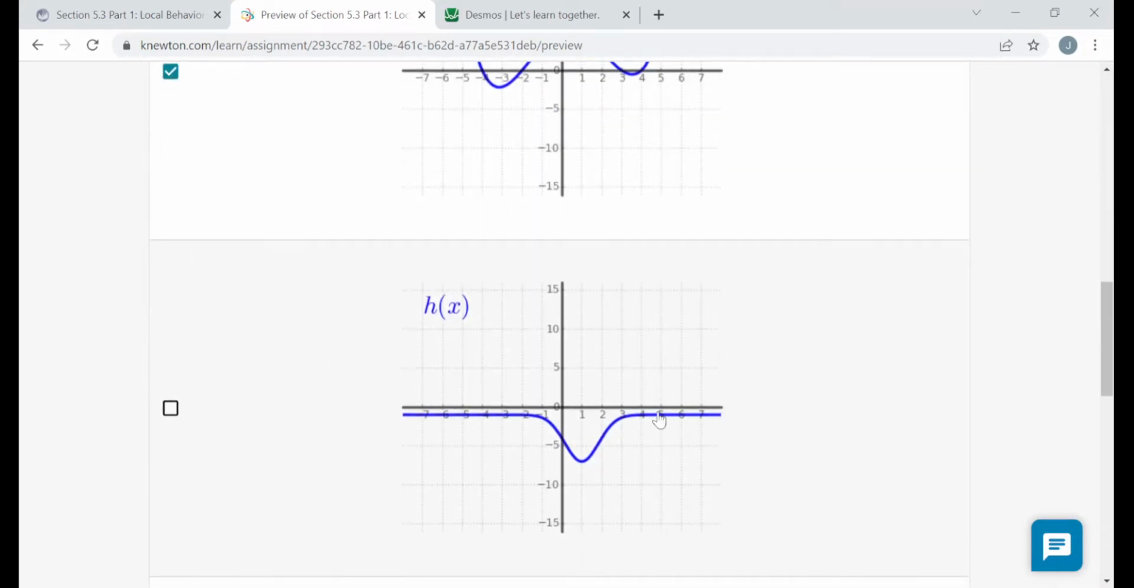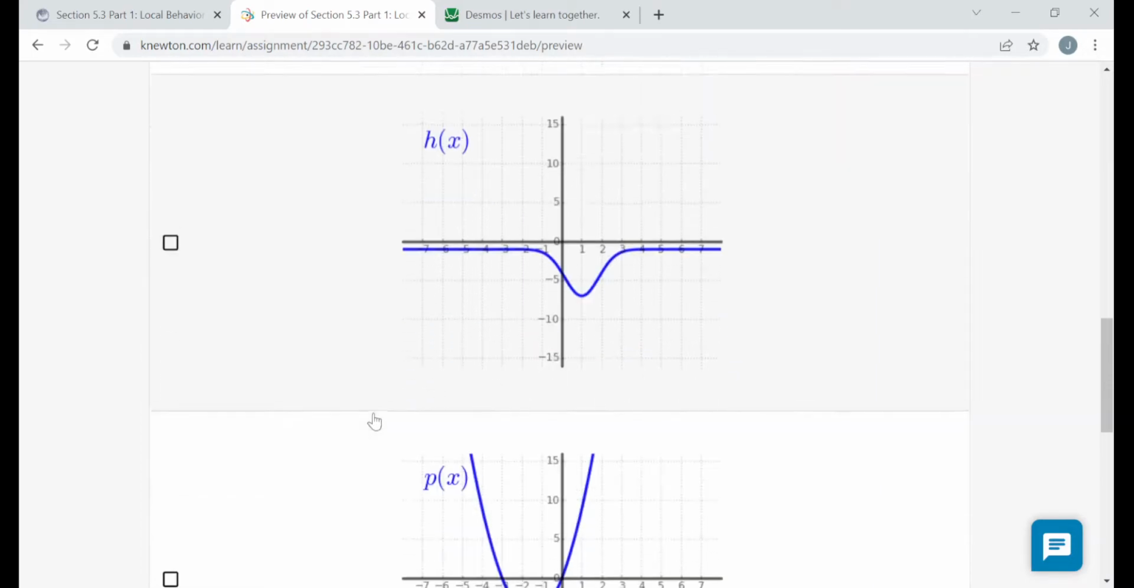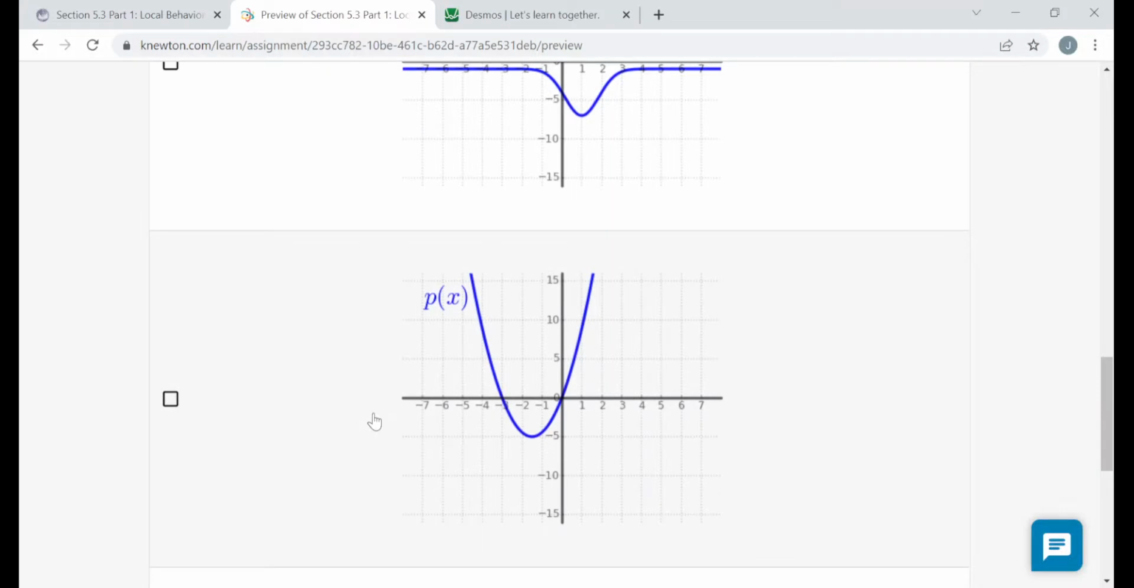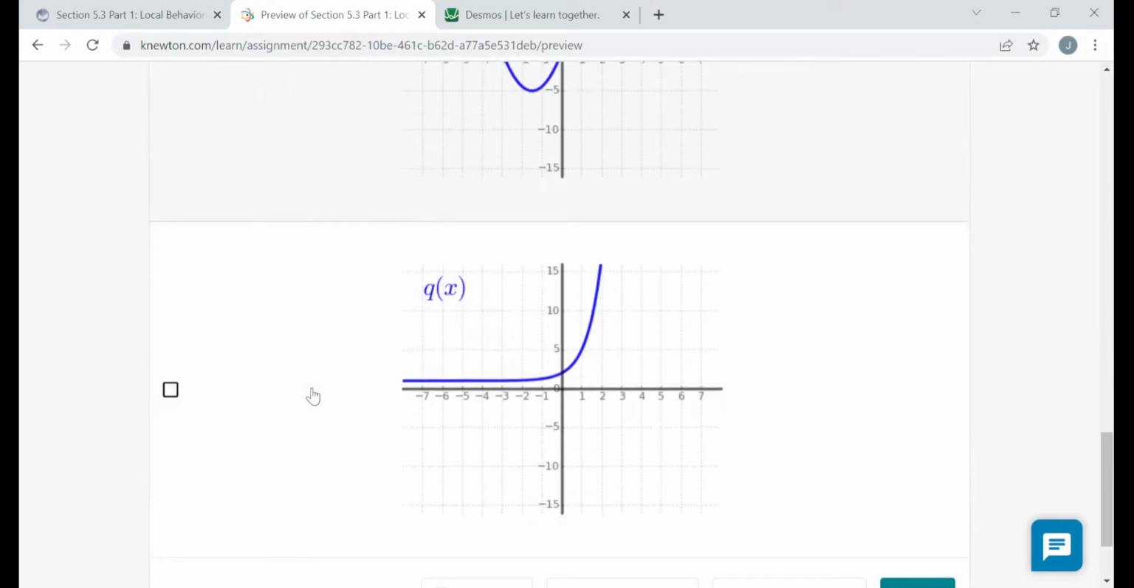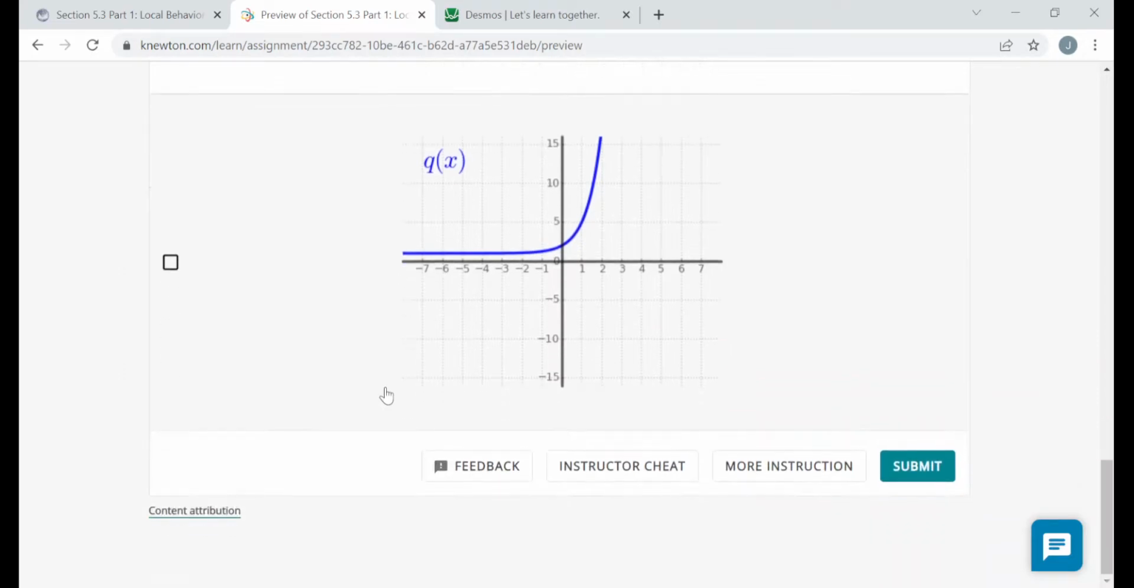This has a horizontal asymptote, right? The graph is approaching some horizontal line on the end, so no good there. This is good. This could be a polynomial function, right? Continuous, smooth, no asymptotes. This has a horizontal asymptote. The graph is approaching some horizontal line on the left end, so not going to be a polynomial function.